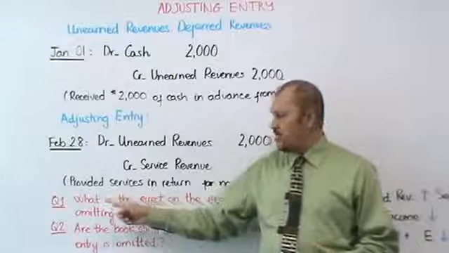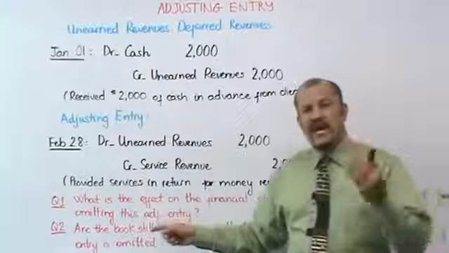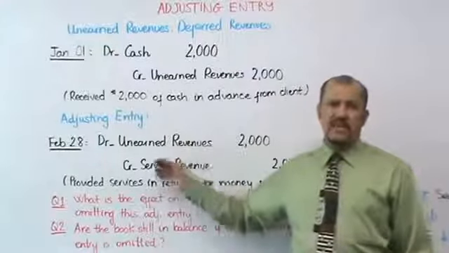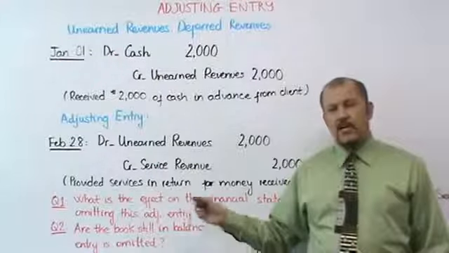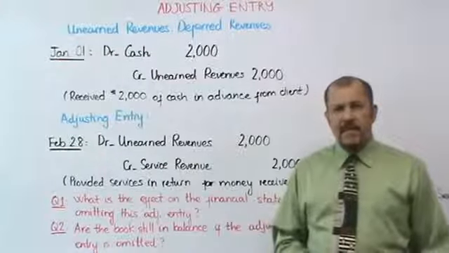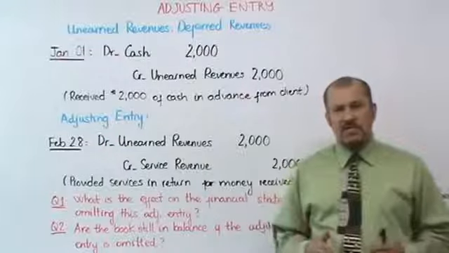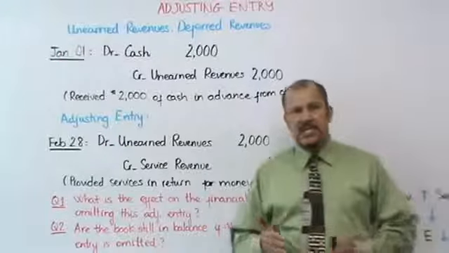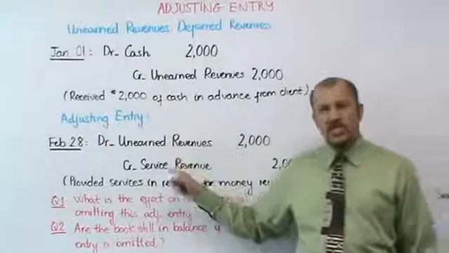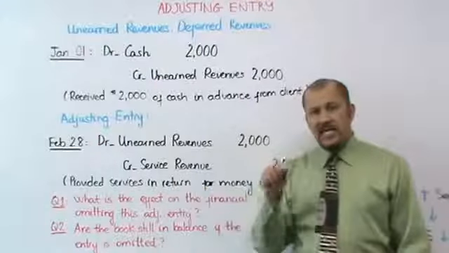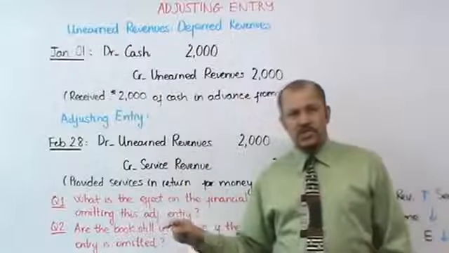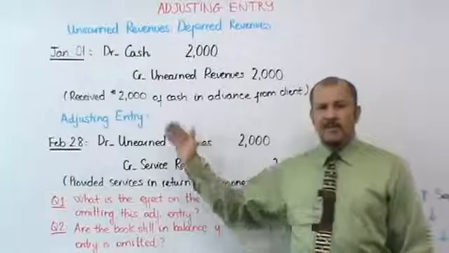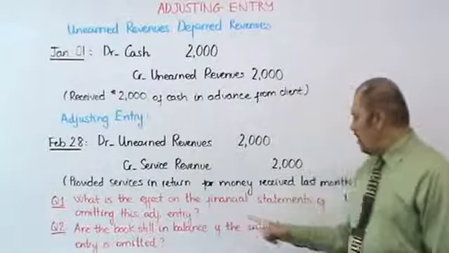Okay, question to ask ourselves then. What if we did not make this adjusting entry? What if the CPA omitted this adjusting entry? What would be the effect on his financial statements? As I've said before with other adjusting entries, when you get a question like this, it always helps to write out the adjusting entry anyway, because it's easier to answer the question when you're looking at the adjusting entry.